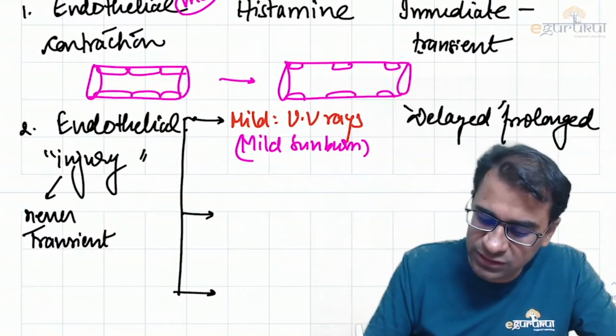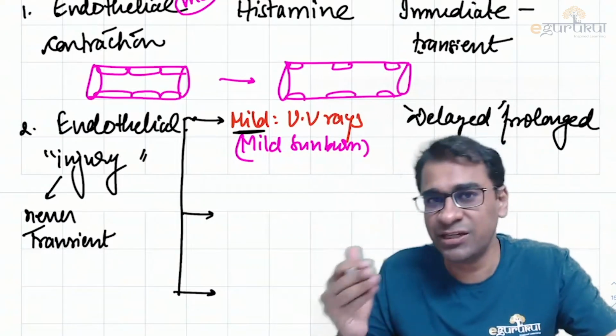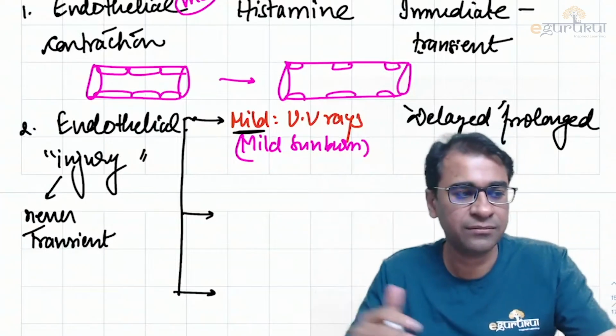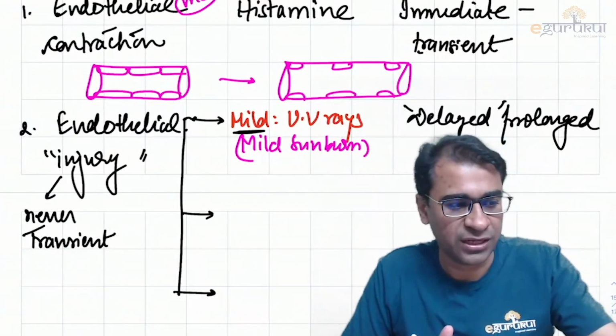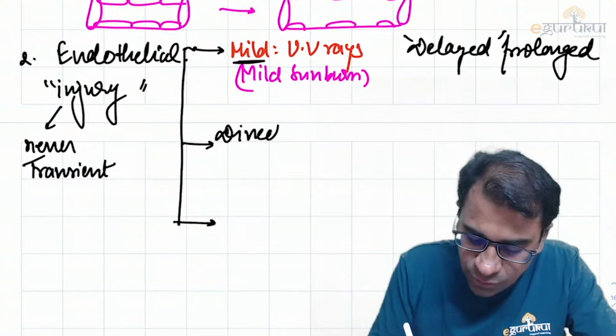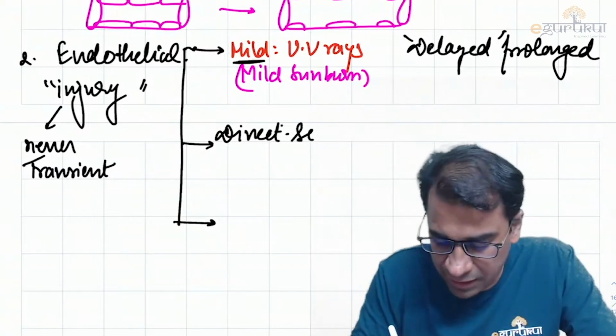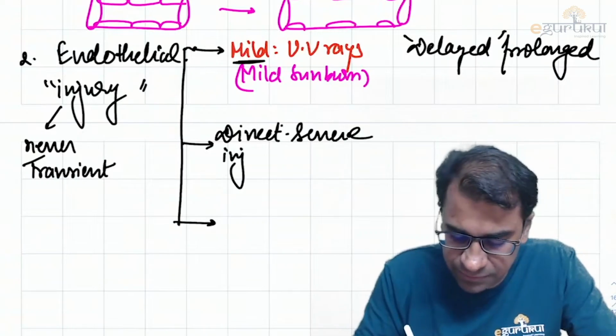Why delayed? Because it is a mild injury. And why prolonged? Because ultimately it's an injury, and I told you, injury will never be transient. Next, you should know the second type of injury that can happen is direct injury. The direct injury can be a severe injury.